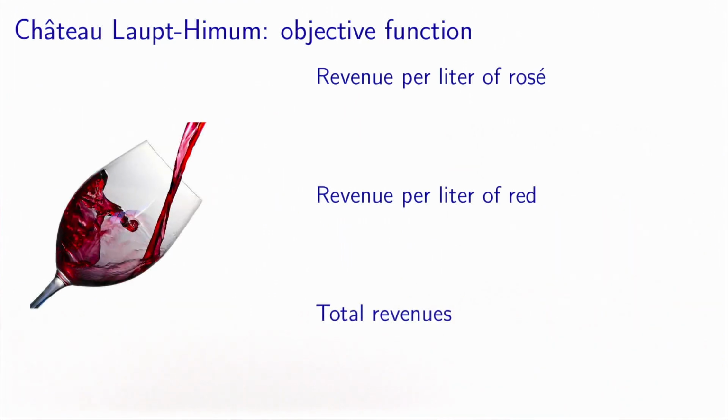The second step in the specification of the mathematical model is the derivation of the objective function. In our case, we would like to maximize the profit. The profit is the revenues that is generated by selling the wine minus the cost to produce it. So let's start by calculating the revenue. For each liter of rosé, we make 15 euro per liter, which is the price that we sell it.